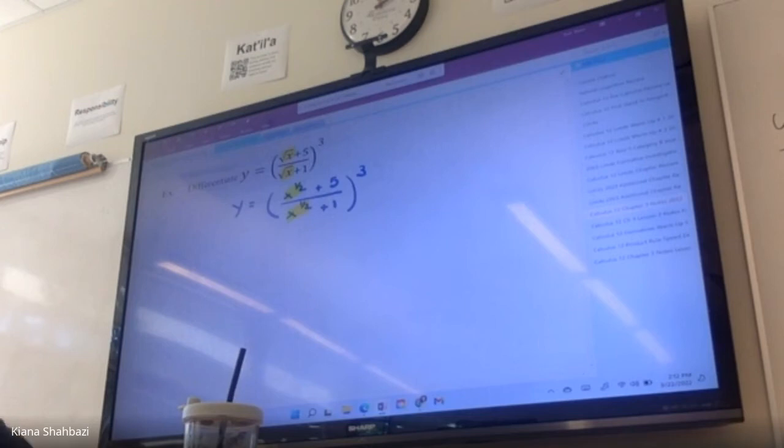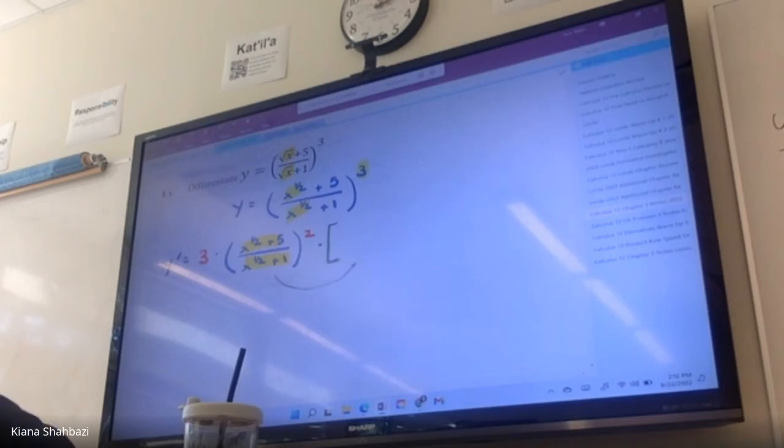Okay, so y prime. So Darcy, what do I do with this 3 right here? Right, kick it to the front, and then what stays the same? Right, which is x to the 1/2 over x to the 1/2 plus 1. And what's my power here, Darcy? Right, so there we go. That's the easy part, right? And now the chain rule says that we take the derivative of the inside. The inside is all of this. Does everyone see that? We have to take the derivative of that. So we're going to get something really ugly over here, right?